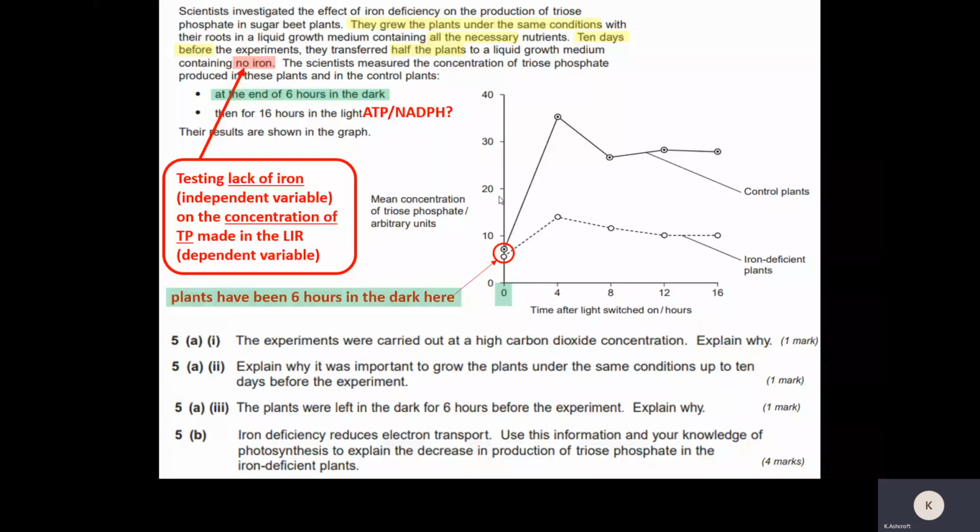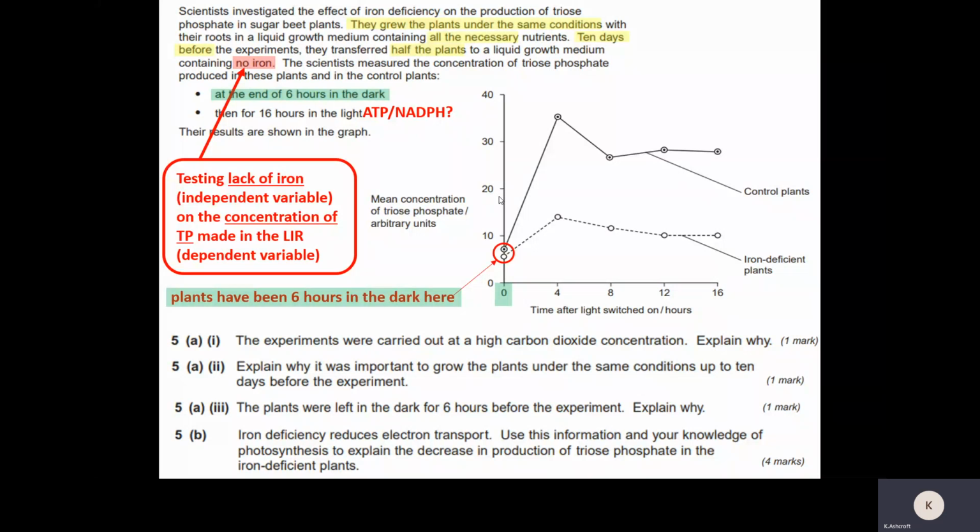Okay, it then says iron deficiency reduces electron transport. Use this information and your knowledge of photosynthesis to explain the decrease in production of triose phosphate in the iron deficient plants. So we've now got a link, a lack of electron transport in the thylakoid membrane, with the decrease in production of triose phosphate in the iron deficient plants. So if there's iron deficiency, there's less photoionization and less electrons moving down the electron transport chain.